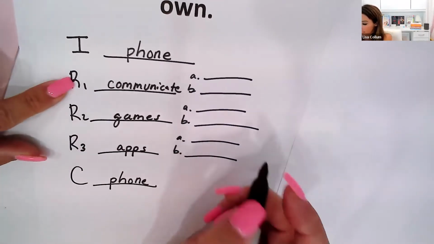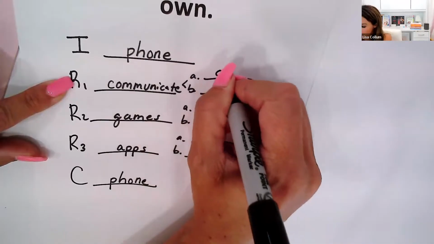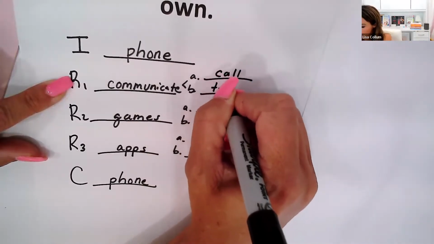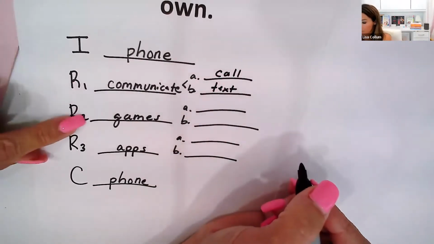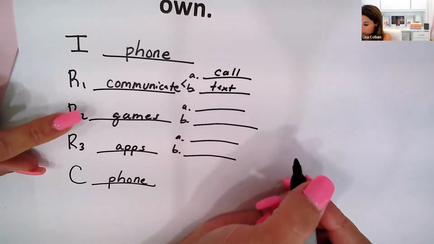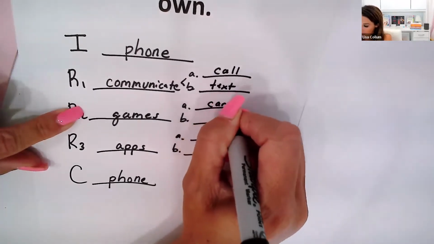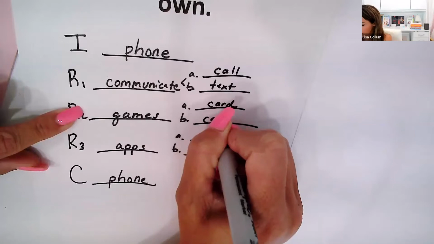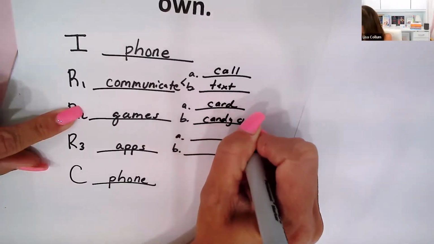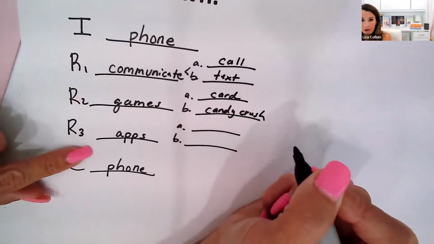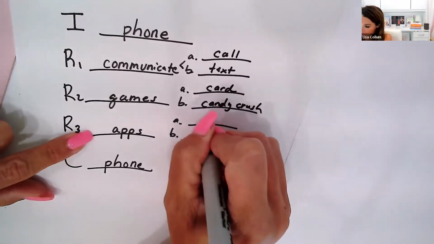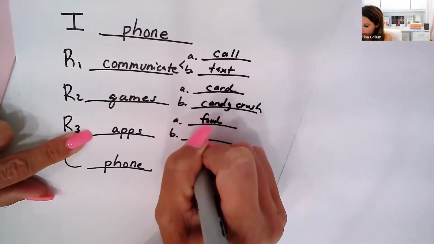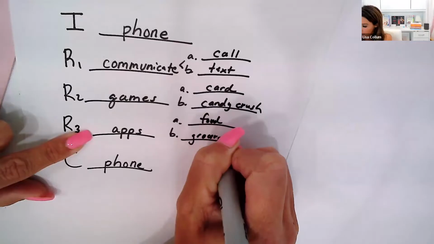And then for communicate, 2 things about communicating is I can call people and I can text people. 2 things about games is I can play like different card games, and I can also play Candy Crush. And then 2 things about apps. Okay, I can order food with my apps, and I can also order groceries with my apps.